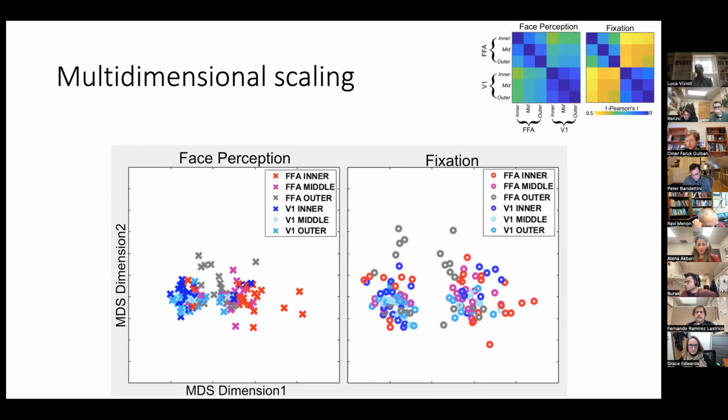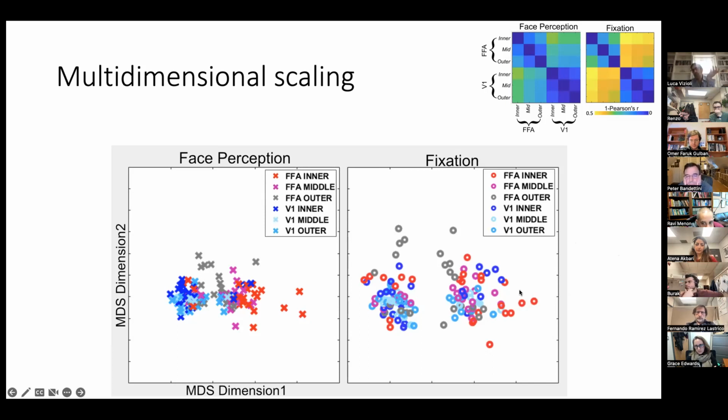In this new space, the distance between the points symbolizes the strength of connectivity. The further away they are, the more disconnected they are. The closer they are located, the more connected, the higher the connectivity between regions. Each single point represents a specific layer of FFA and V1, for a specific subject and run. So I'm showing a single subject and single run in this graph.